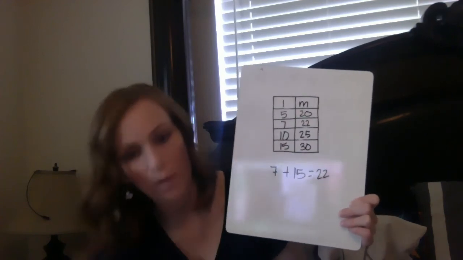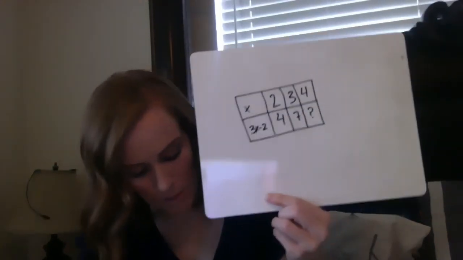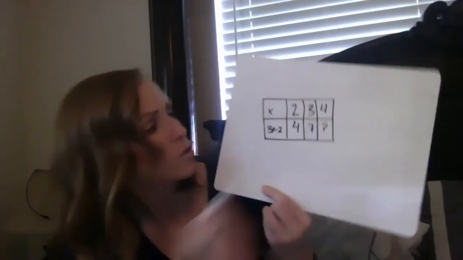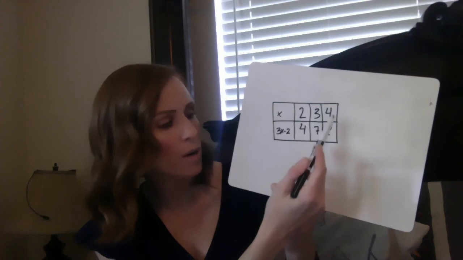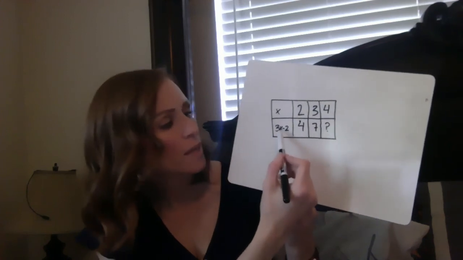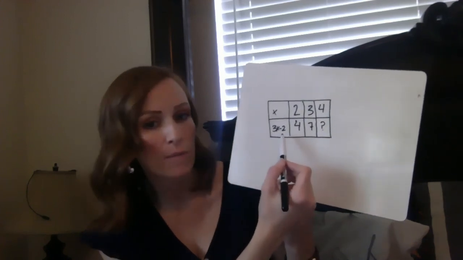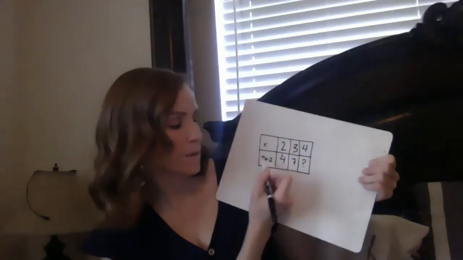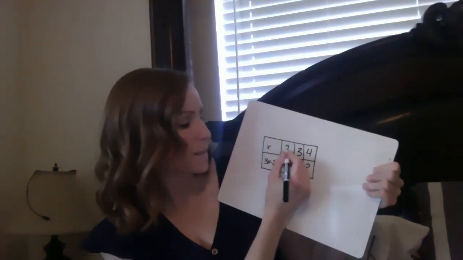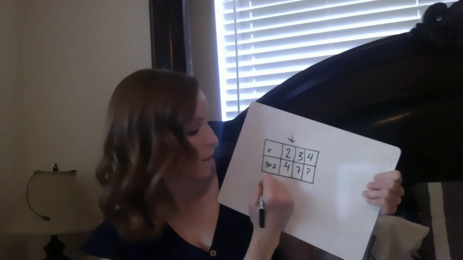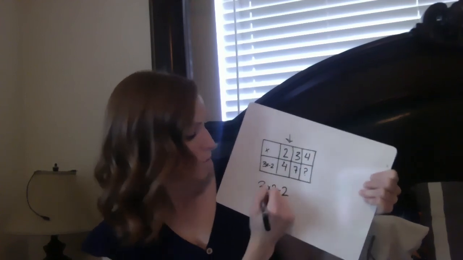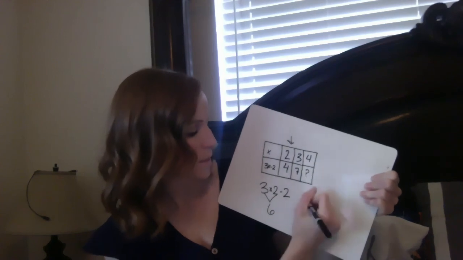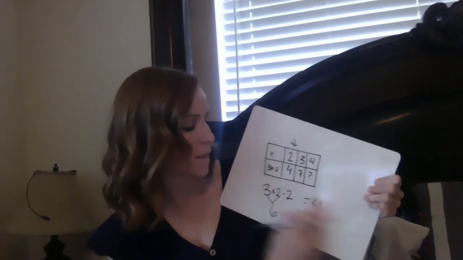Let's try another one. Okay, find the missing number in the function table. So this gives me x. X is 2 or 3 or 4. This tells me 3 times x minus 2 is how I find my function. So let's try one of these. Let's try the first one, where x is 2. 3 times 2 minus 2. 3 times 2 is 6. 6 minus 2 equals 4. So we see that that makes sense.